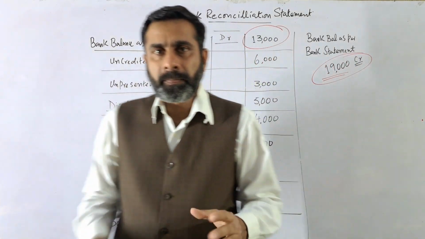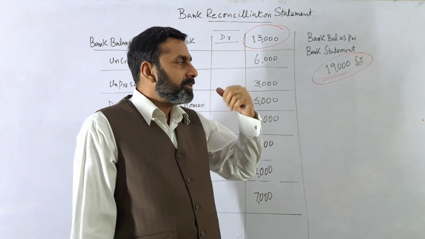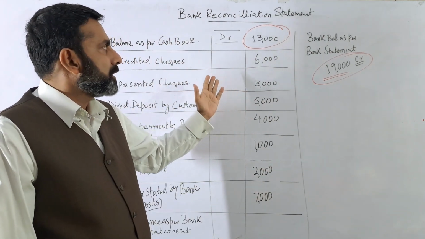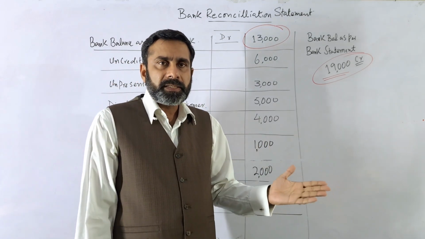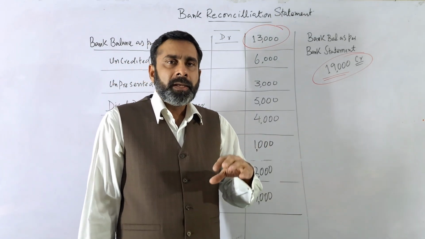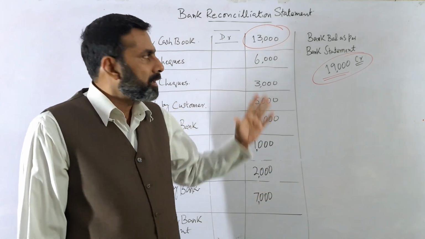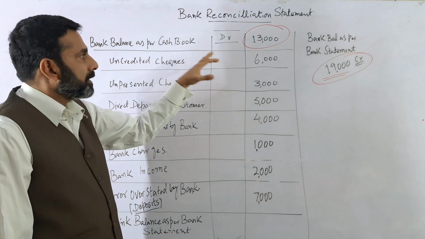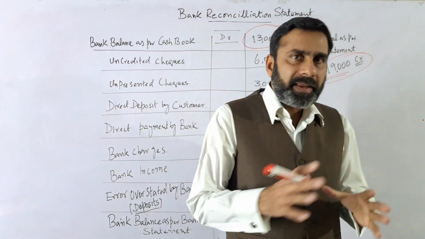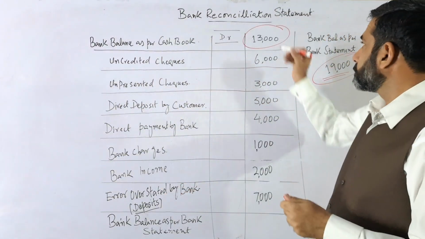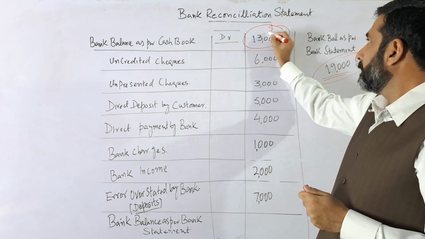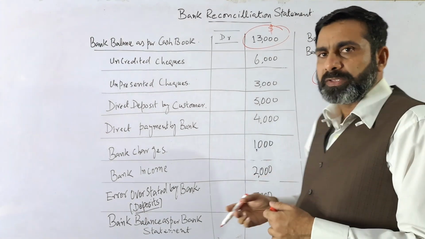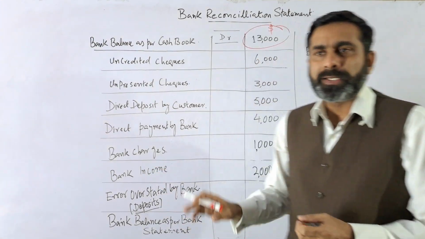19,000. Normally, whether there is a debit balance or a credit balance, the same transactions are recorded in the bank statement and at the same time the account holder is also recording them, so the difference should not be there. But if there is a difference, here as per the cash book the balance in the bank is $13,000, and the amount as per the bank statement, which is issued by the bank and received by the customer, is 19,000.